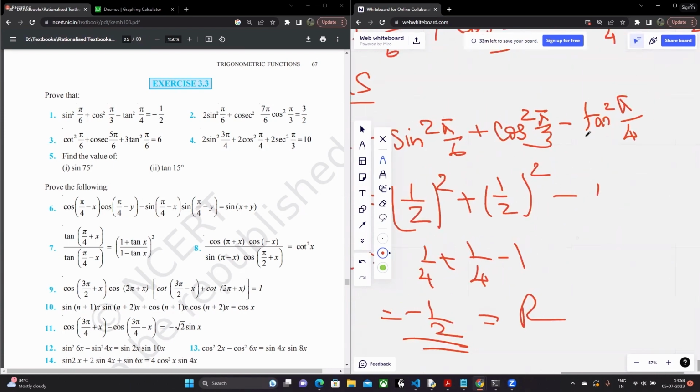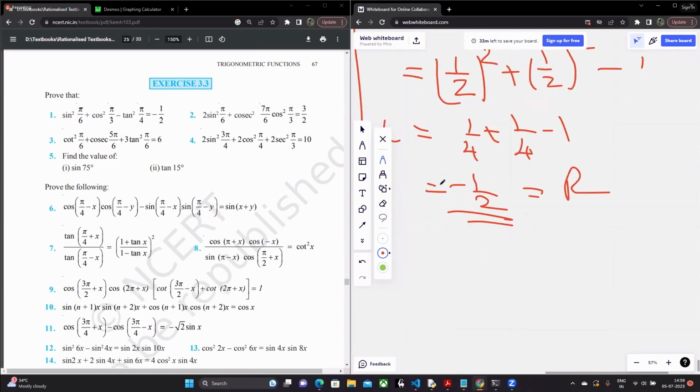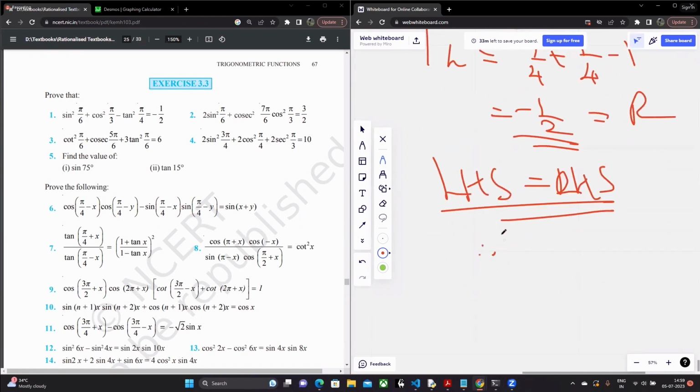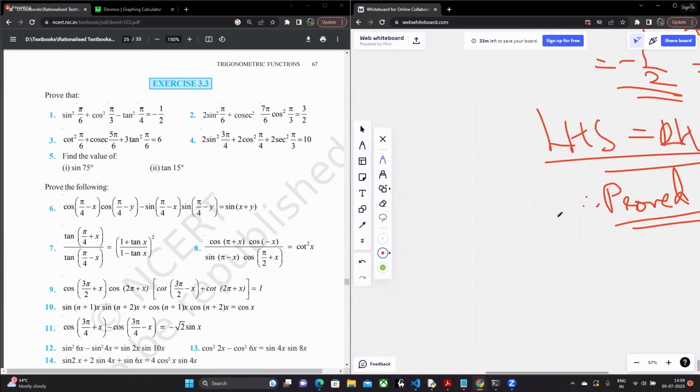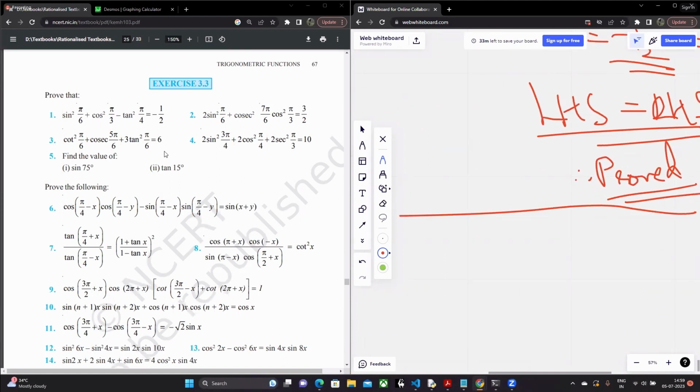Because R is basically what? R is basically one value, that's minus 1 by 2. You can see that L is also equal to minus 1 by 2. So you have the fact that LHS is equal to the RHS, right? Therefore, you have proved the first one. That's it, right? Fairly simple, but that is because the angles that are given are standard angles. If they're not standard angles, then you'll have to use some kind of a combination or a permutation trick to reduce these angles so that they cancel out, or they come back to a standard form, right?